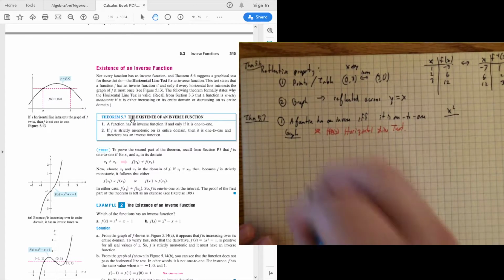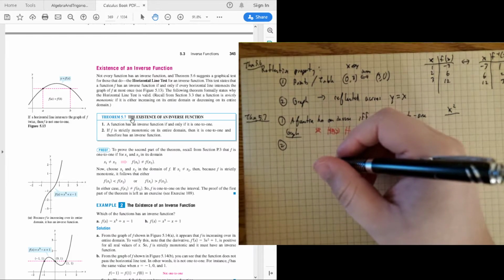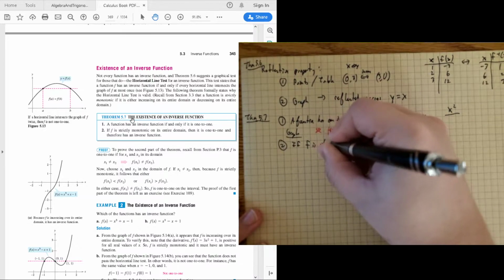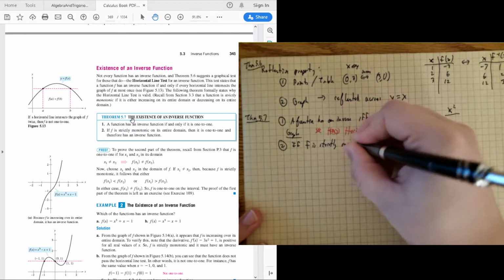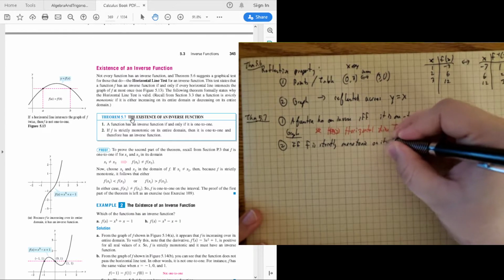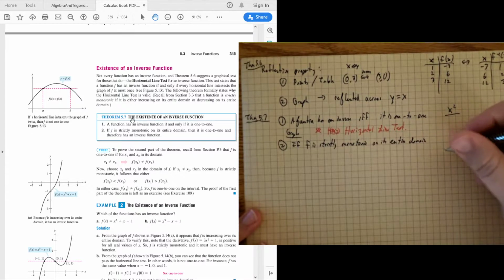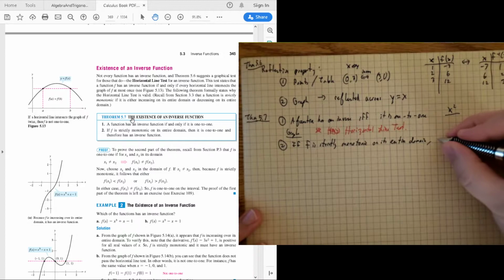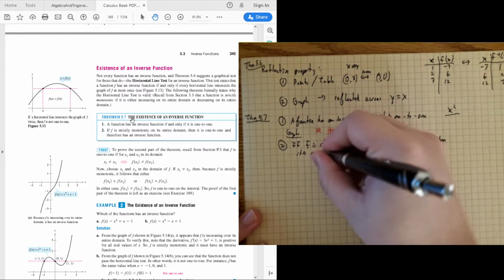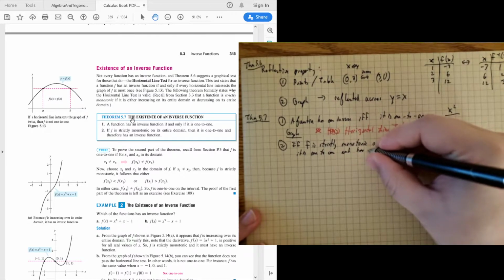Okay, part 2. Now, this one's where we start to learn about a new term. If f is strictly monotonic on its entire domain, then by definition, it is one-to-one and has an inverse function.